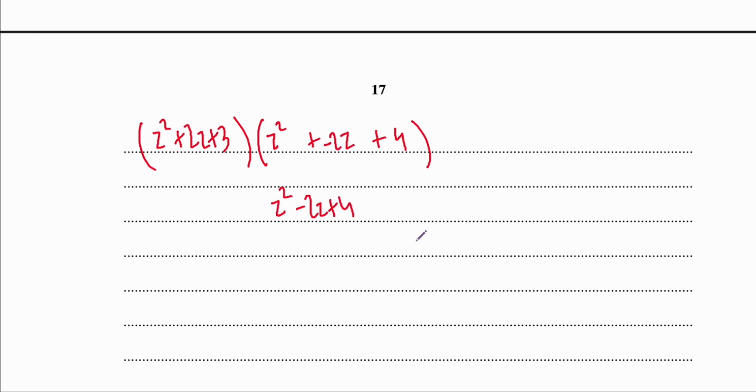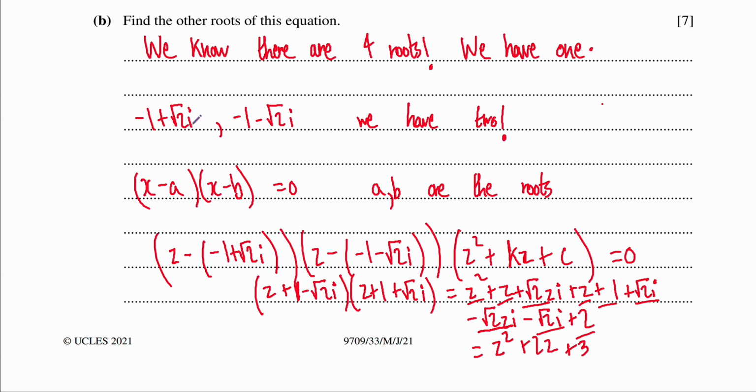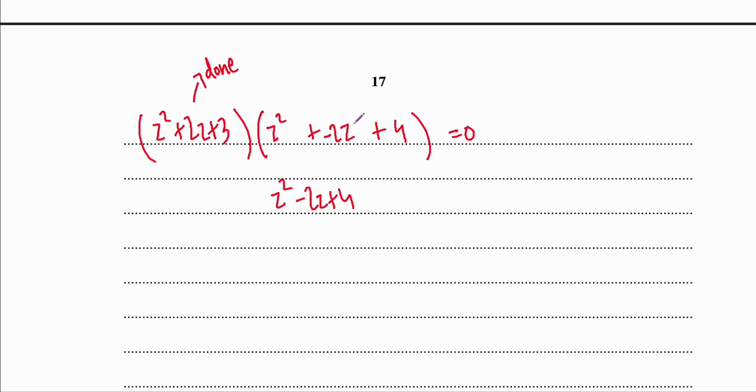Okay, now what do I do? Well, now we have this equation right here, and we know this all is equal to 0. We already solved this equation. That was done, because by solving this equation is actually how we got our original 2 roots. Now we need to solve this equation.